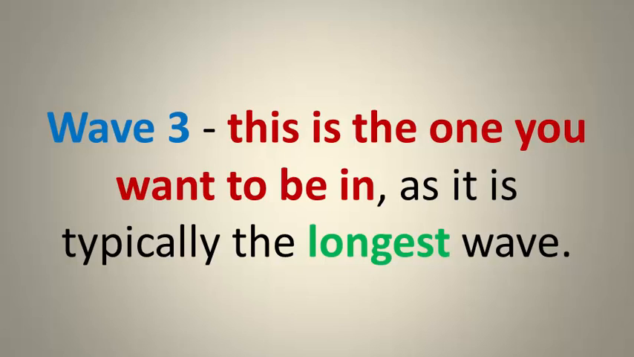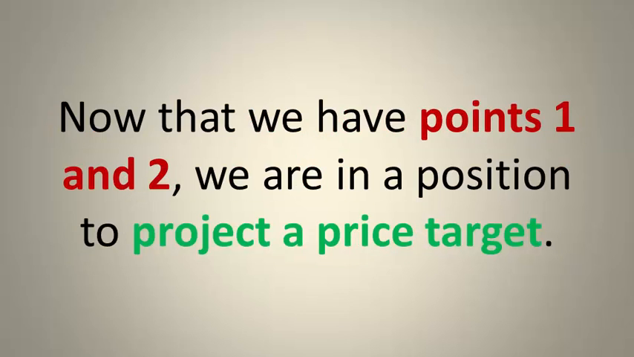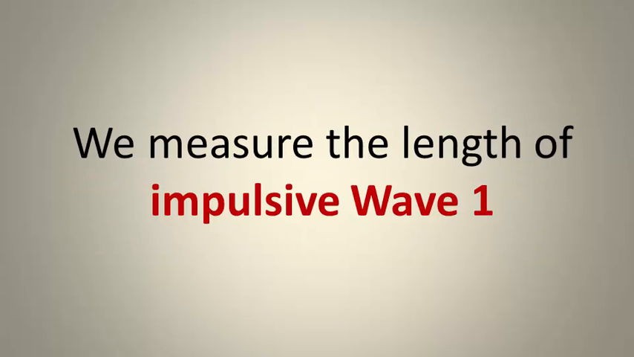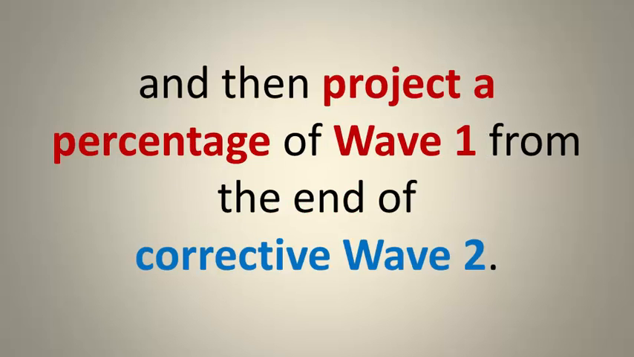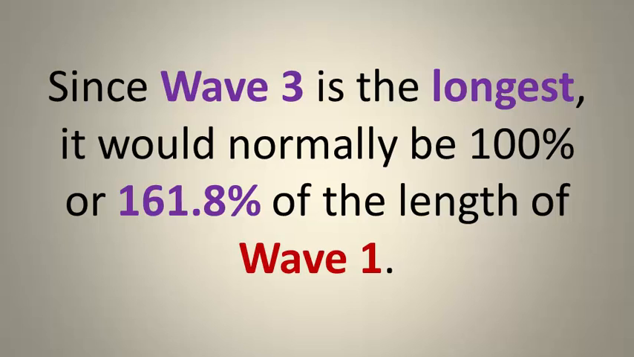Wave 3. This is the one you want to be in, as it typically is the longest wave. Now that we have points 1 and 2, we are in a position to project a price target. This is what we do. We measure the length of impulsive wave 1 and then project a percentage of wave 1 from the end of corrective wave 2. Since wave 3 is the longest, it would normally be 100% or 161.8% of the length of wave 1.